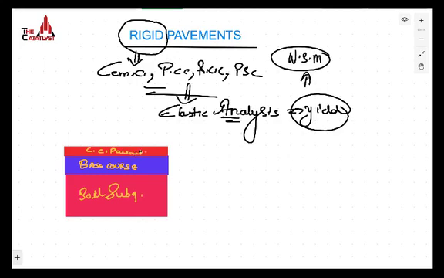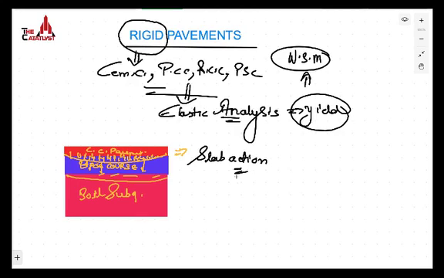Now, in this rigid pavement, there is the transfer of load through slab action. Slab action means the load will be transferred like this. It will not be a point-to-point load transfer. It will be a continuous load transfer. The load will be transferred directly from the slab like this, and it will transfer directly from the base course to the subgrade. This type of load transfer is known as the load transfer through slab action.